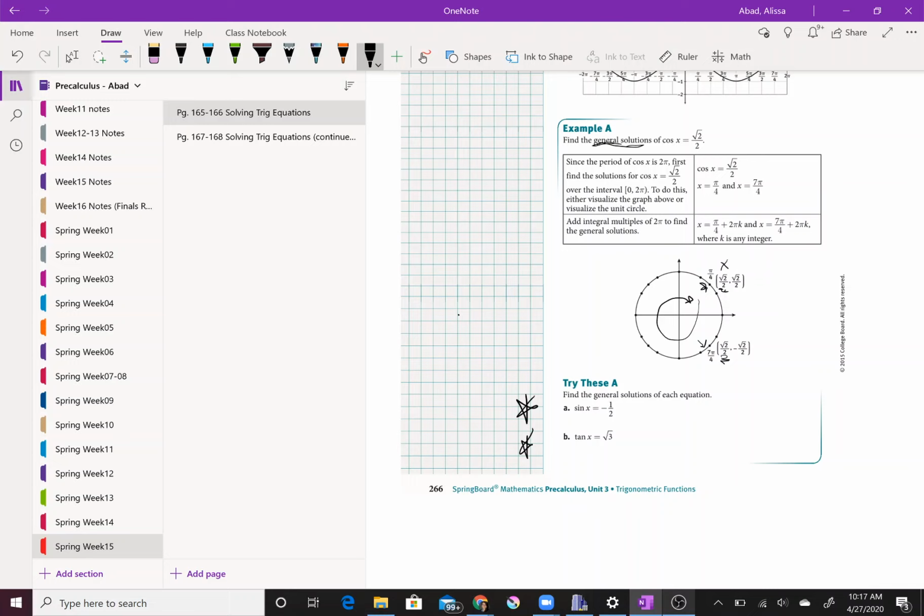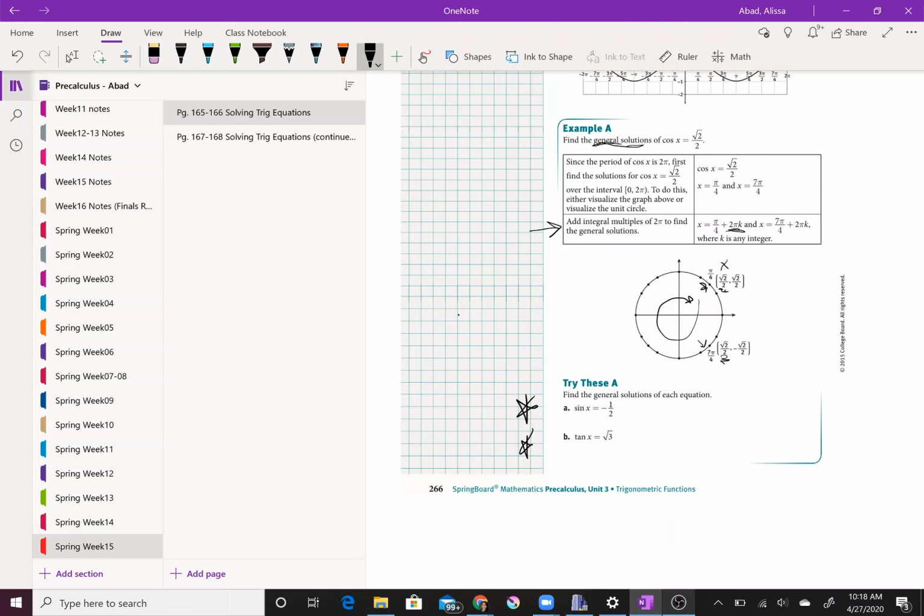So a way of doing that is by adding integral multiples of 2 pi to find those general solutions. So going by 2 pi and adding in 2 pi times k, where k is any integer, you would add that in to the pi over 4. And same thing with this one: x equals 7 pi over 4 plus 2 pi k, where k is any integer. So that's just telling you a multiple of 2 pi.